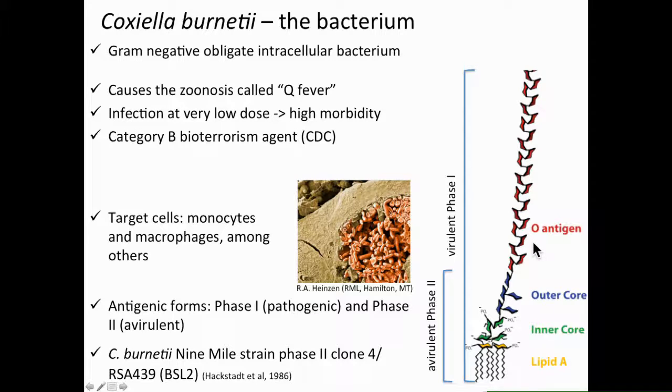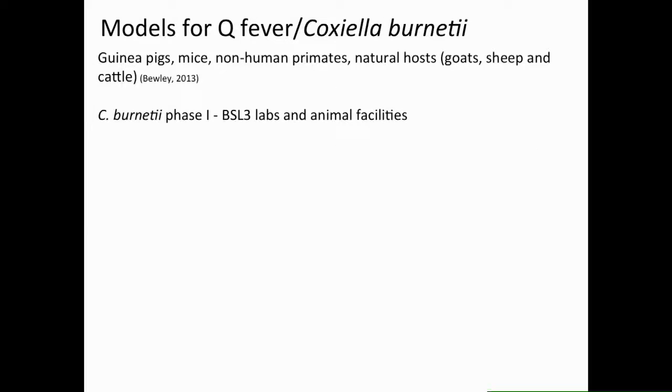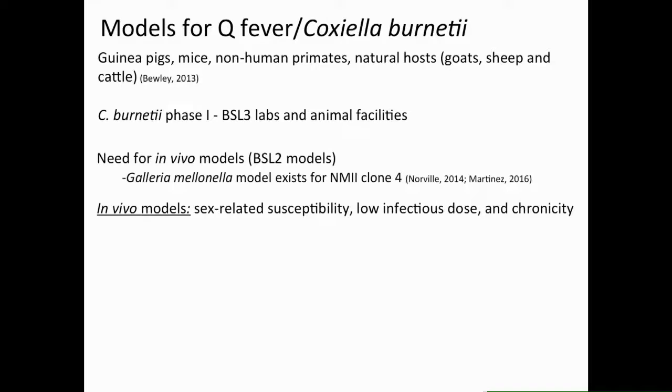So in 1986, this what was called 9-mile phase 2 strain was cloned, which can be used in BSL-2 settings. So some models for Q fever and Coxiella. Of course, there are animal models, and this is again with the BSL-3 agent: guinea pigs, mice, non-human primates, and its natural host reservoirs in goats, sheep, and cattle. So phase 1, as I mentioned, needs BSL-3 labs and animal facilities. So there's a need for these BSL-2 models.